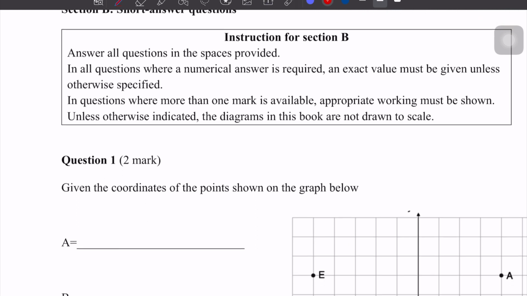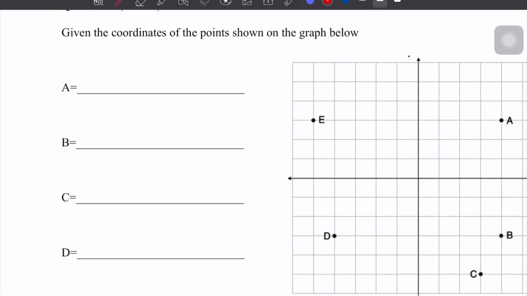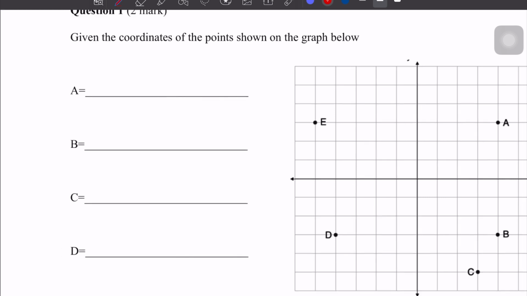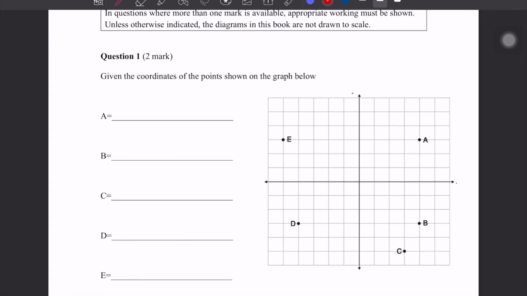Short answer question. Given the coordinates of the points on the graph below. Firstly, I will put the scale on the Cartesian plane. 1, 2, 3, 4, 5. Negative 1, negative 2, negative 3, negative 4, and negative 5, on both axes, and positive 1, 2, 3, 4, 5.